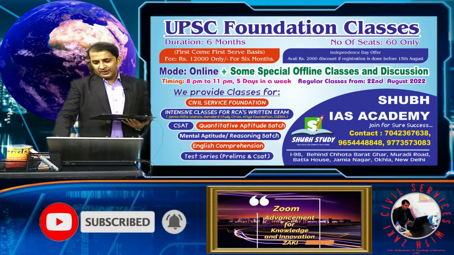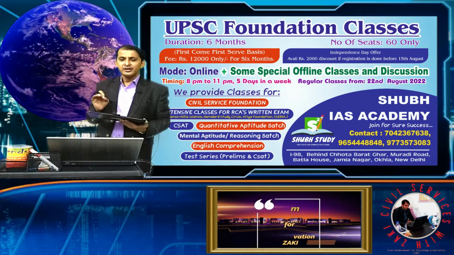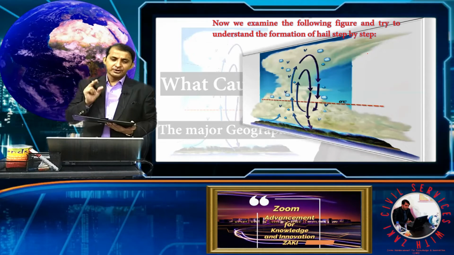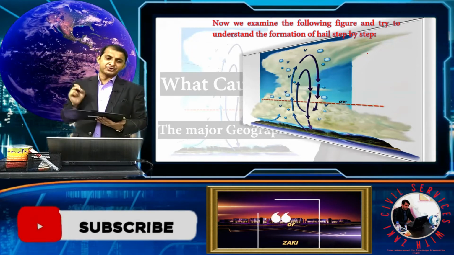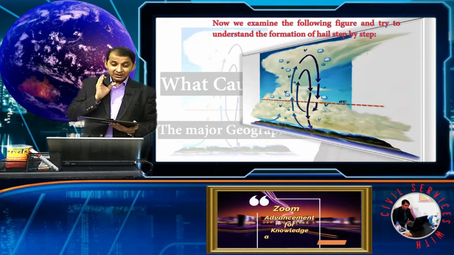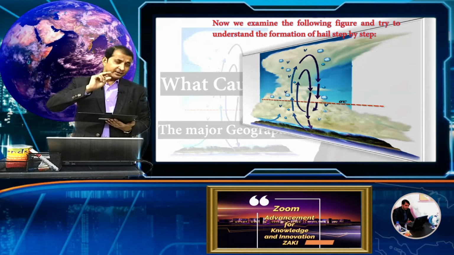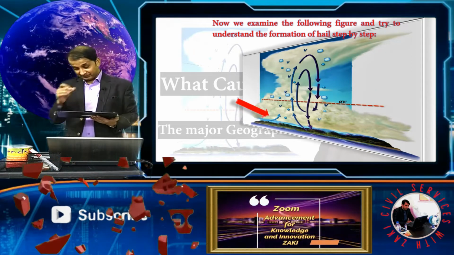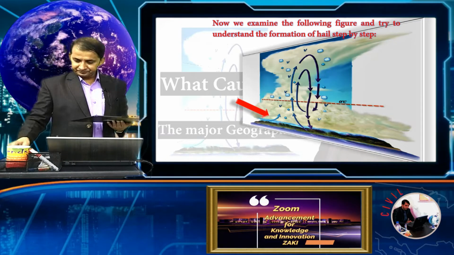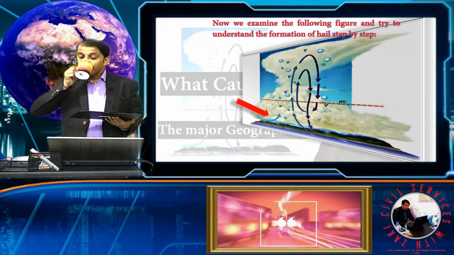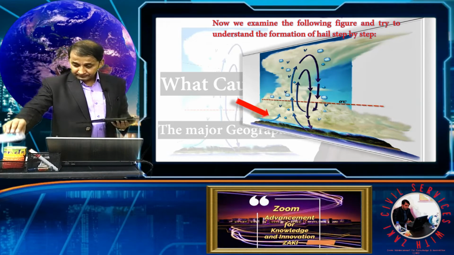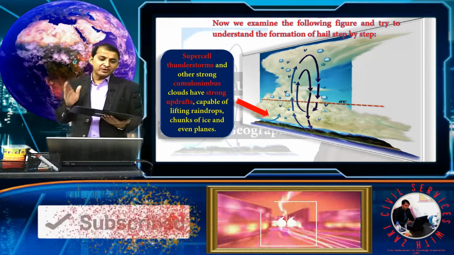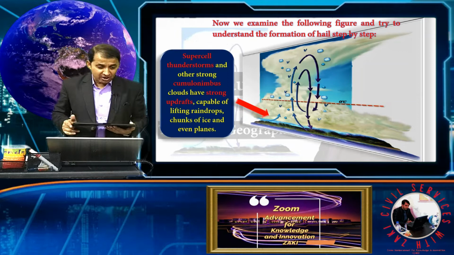Now we examine the following figure. See, this figure is the cumulonimbus cloud. Examine this figure and try to understand the formation of the hail step by step. See the first step. The first step is related to very strong updraft. Supercell thunderstorm and other strong cumulonimbus clouds have a strong updraft.